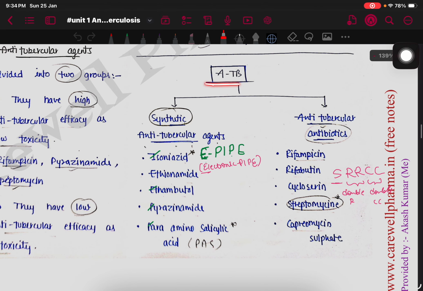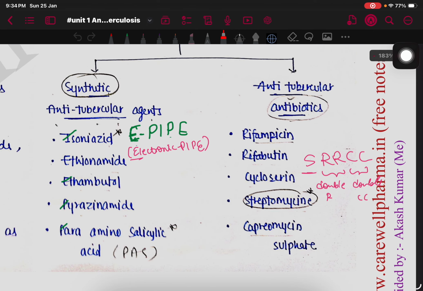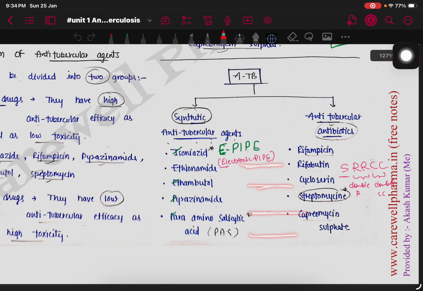Now we have anti-tuberculosis agents based on synthetic and antibiotics. In synthetics we have the mnemonic E-PIPE: ethambutol, pyrazinamide, isoniazid, PAS for para-aminosalicylic acid, and E for ethionamide. Then we have antibiotics, which are agents obtained from bacteria or any microorganism: rifamycin, rifabutin, cycloserine, streptomycin, and capreomycin.